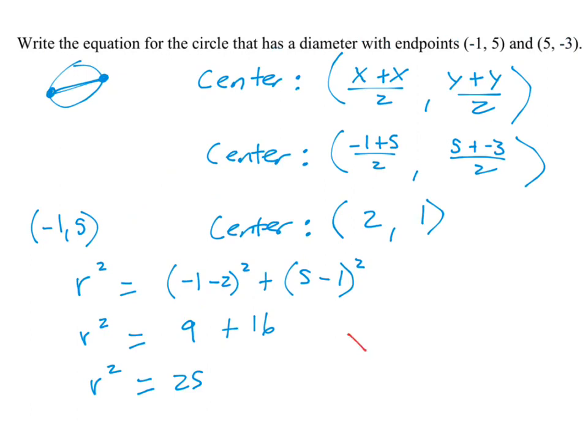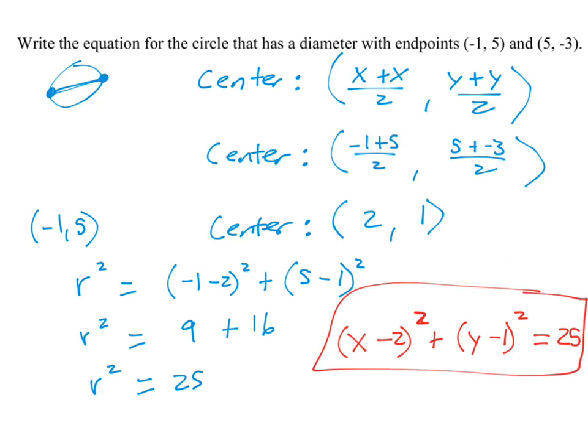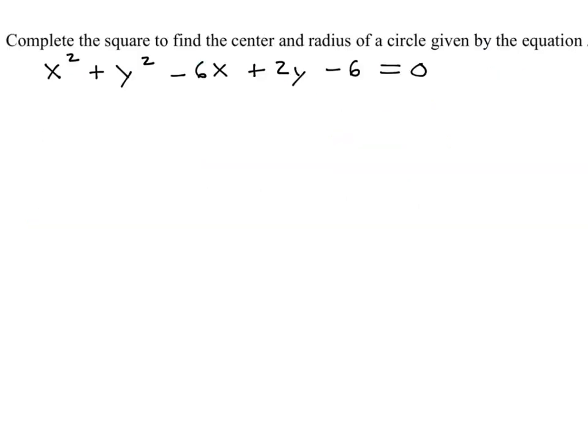So we got (x minus 2) squared plus (y minus 1) squared, and it's going to equal 25, and that's r squared. And we got it. We've got two more examples we're going to go over. This one's going to require completing the square.